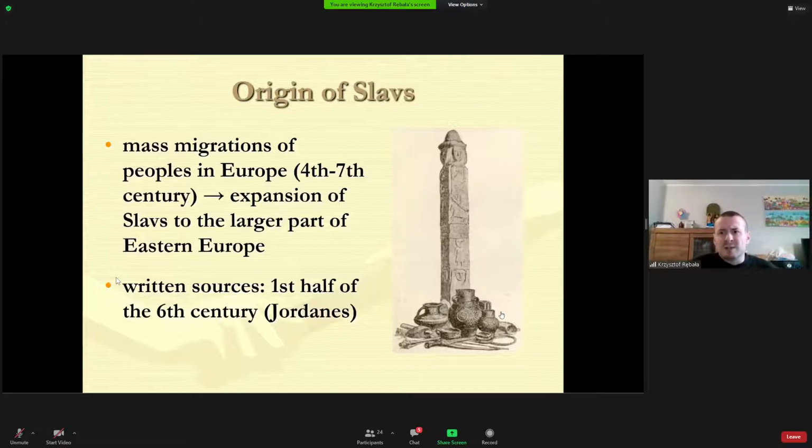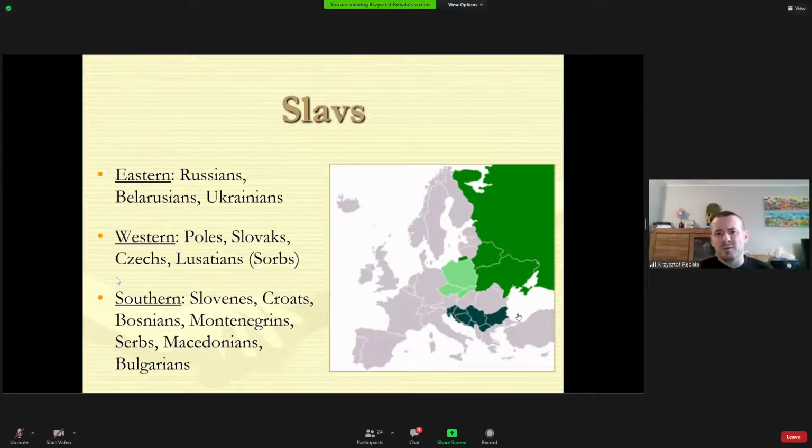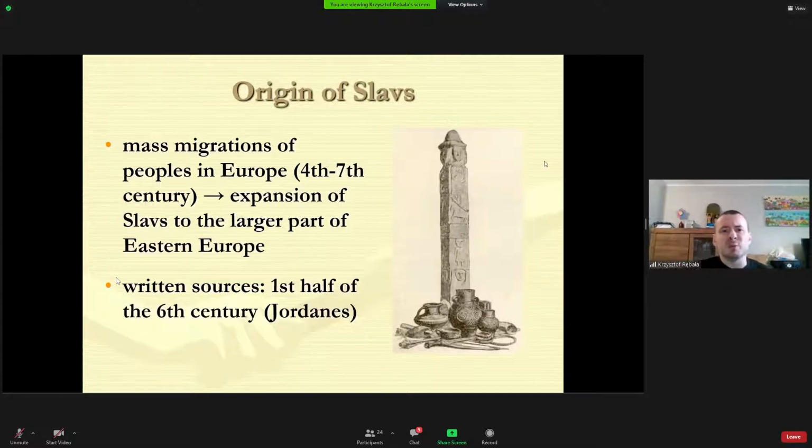Okay, and what is the origin of the Slavs? So where do Slavs come from? Actually, because you can see, they inhabit a very vast area of Europe. Yeah, a huge territory of Europe. So how did it happen that they occupy such a large part of the continent? Okay, so what is the origin? Where they came from?